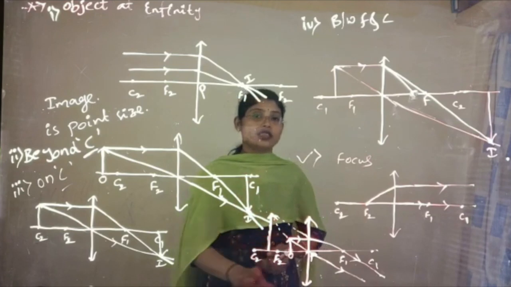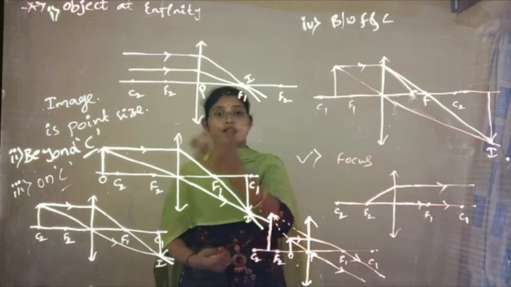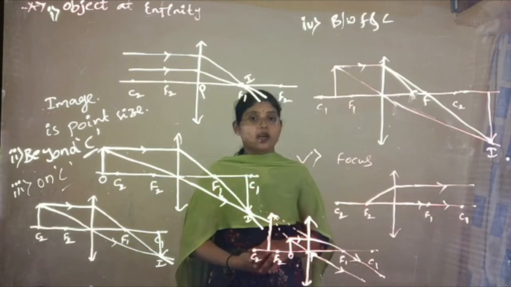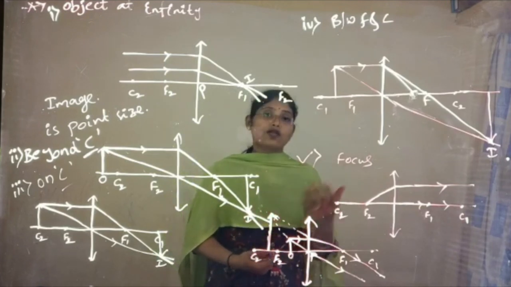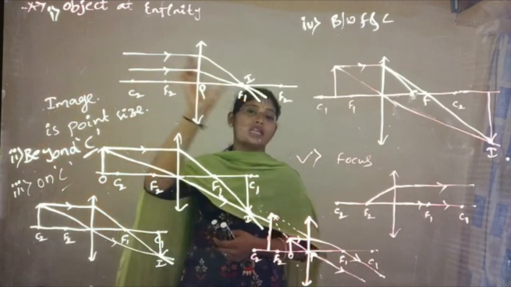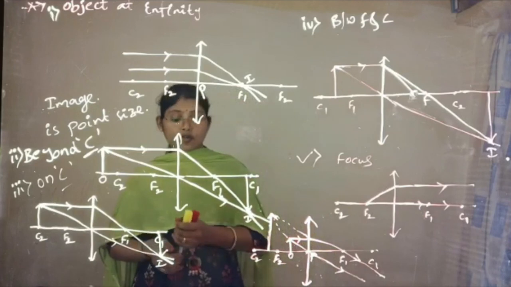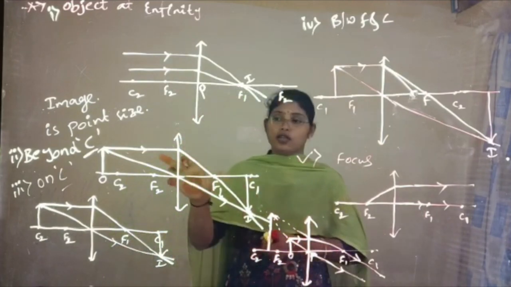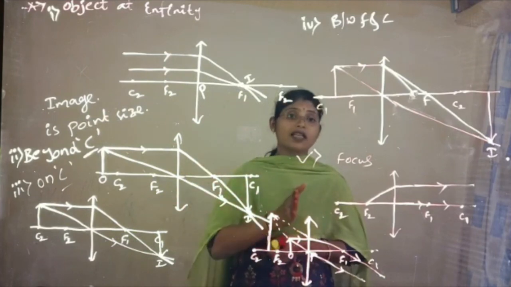So these are the different cases: when the object is placed at different positions, we get different positions of images. With the help of these diagrams, you have to know where the object is placed and where we get the image positions. Now we have discussed convex lenses, so you have to draw the concave lens ray diagrams.